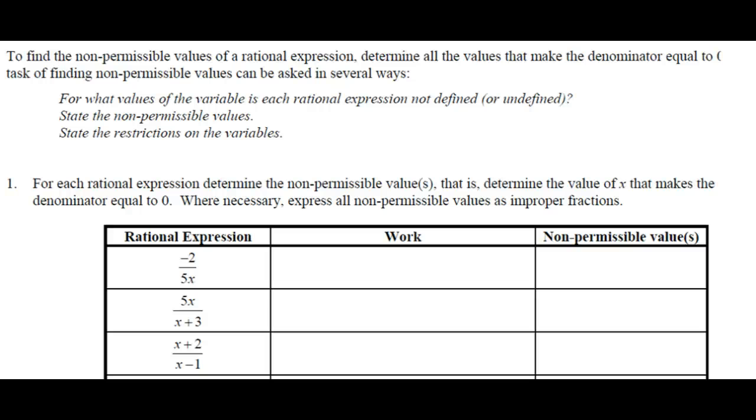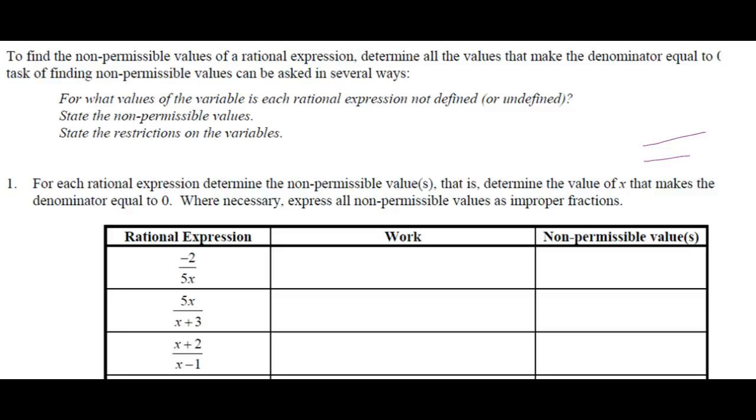To find the non-permissible values of a rational expression, you must determine all the values. Again, I saw that, right? It'd be a thin line, right? All right, just talk slowly. Wait till the line disappears. Something up there. I don't know why. Maybe if I put this back in. Nope. All right. Hey YouTube, I don't know what's up.